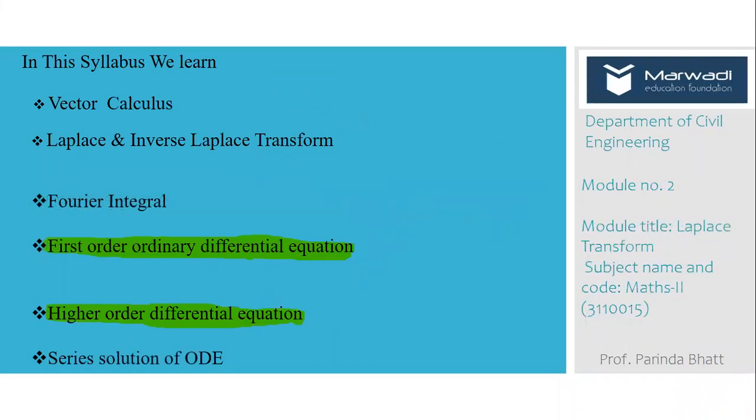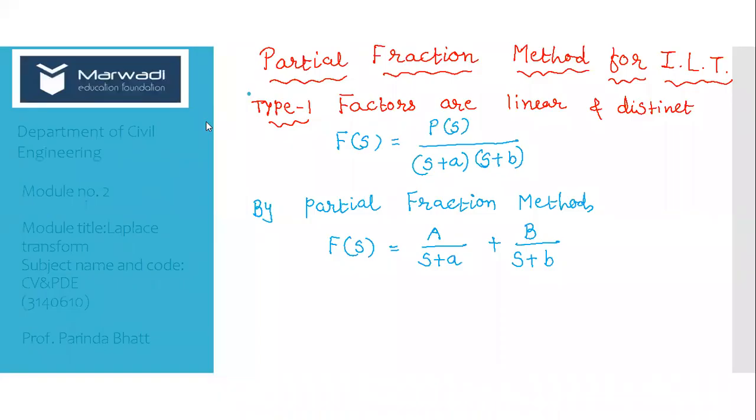In the Laplace transform we discussed in the previous session, the last topic, the partial fraction method, quickly revise it. Type 1: the factors are linear and distinct. Therefore, F of s is p by (s plus a)(s plus b). Then we can write it like that: A upon one factor plus B upon the other factor.